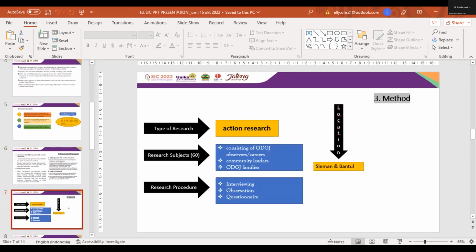For method, the type of research is action research. Research subjects: 60 respondents consisting of, first, ODGJ or observers, second, community leaders, and third, ODGJ families. Research procedure: interviewing, observation, and questionnaire. The location is in Sleman and Bantul.